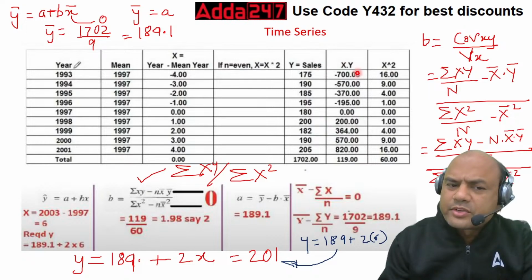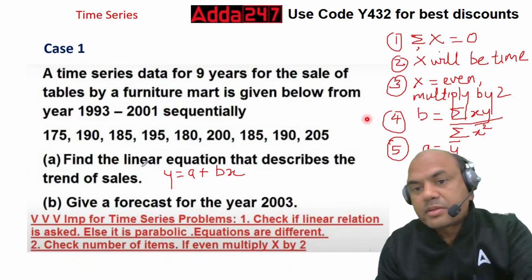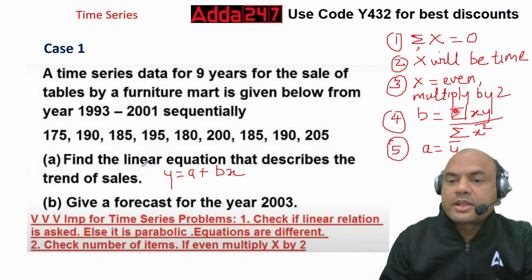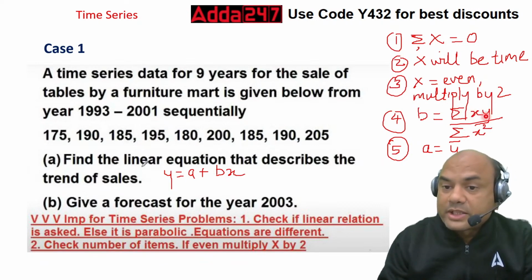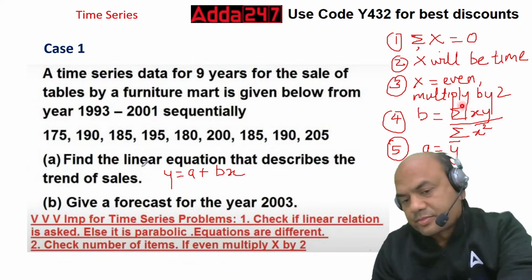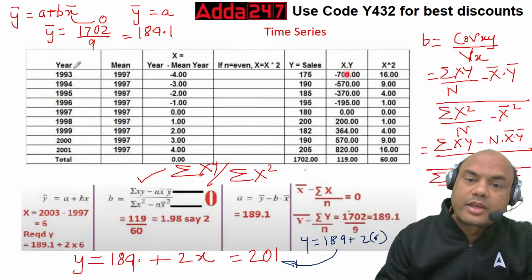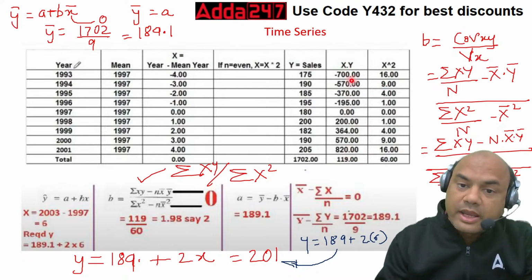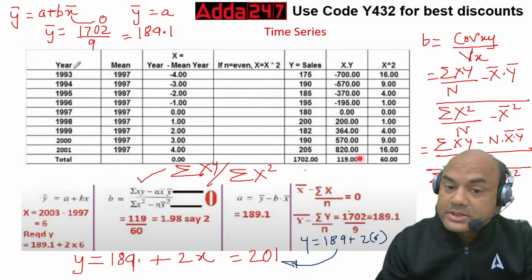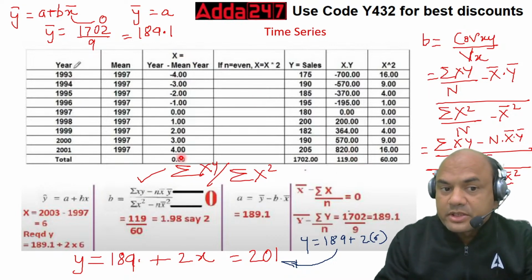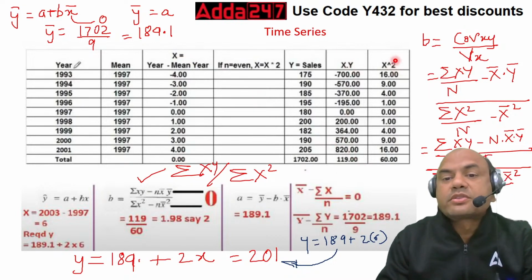Why are you finding xy? Because in B, what is the B formula? Summation xy upon summation x square. So you have to find out xy and x square both. Okay? So xy you got it. Summation: add this. This will not be 0. See here, x was 0, but xy will not be 0. Even x square will not be 0.